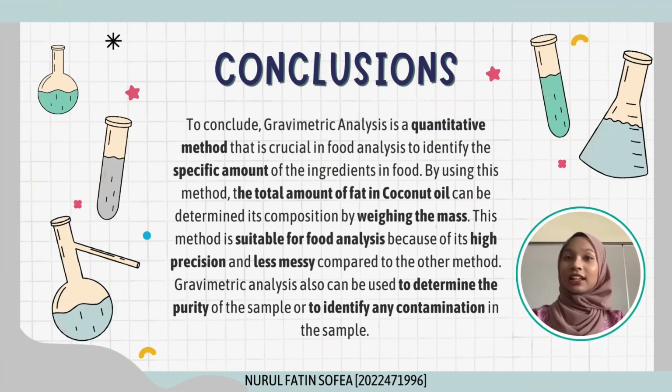To conclude, gravimetric analysis is a quantitative method that is crucial in food analysis to identify the specific amount of the ingredients in food. By using this technique, the total amount of fat in coconut oil can be determined, and its composition found by weighing the mass that has been gained during the process. This method is suitable for food analysis because of its high precision and it is less messy compared to other methods. Gravimetric analysis also can be used to determine the purity of the sample or to identify any contaminant that might be present in the sample.